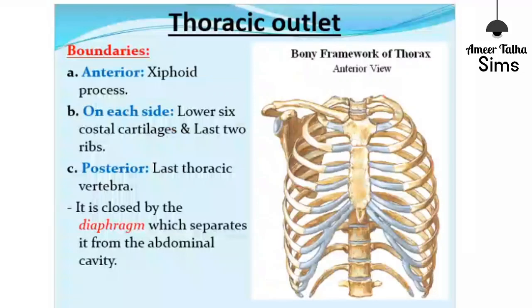Next, we will talk about the thoracic outlet, or inferior thoracic aperture. Anteriorly, it is bounded by the xiphoid process, and on each side by the lower 6 costal cartilages and the last 2 ribs, and posteriorly, it is bounded by the T12 vertebra, which is the last thoracic vertebra. It is closed by the diaphragm, which separates it from the abdominal cavity. The inferior thoracic aperture is closed by the diaphragm, while the superior thoracic aperture is an open kidney-shaped aperture.